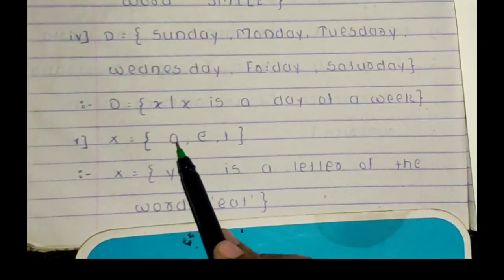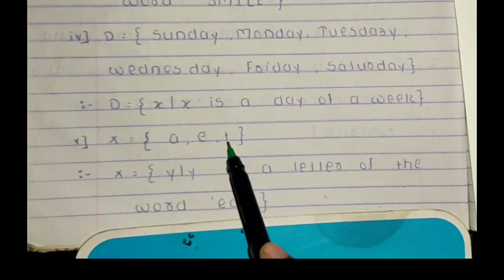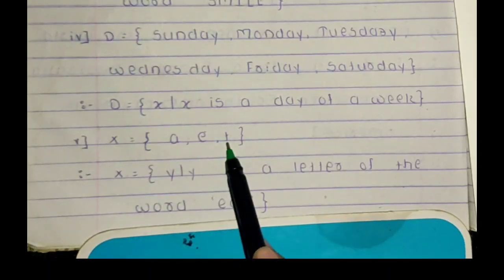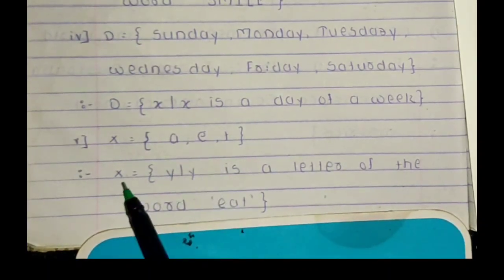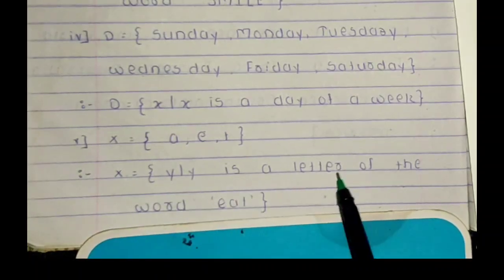Next, E equals {A, E, T}. These letters form the word eat. We know that these are the letters in the word eat. So E equals {y such that y is a letter of the word eat}.